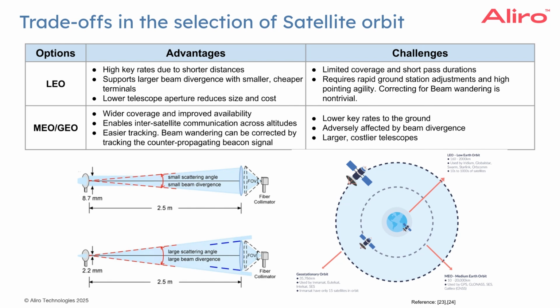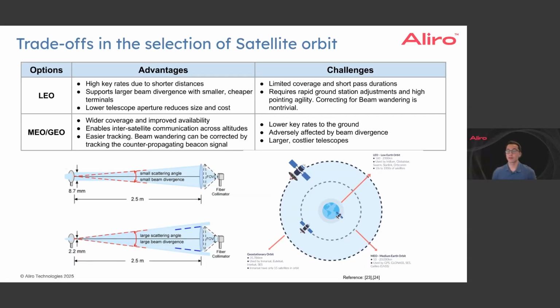However, there are challenges with LEO as well. Just from a system standpoint, it has lower coverage, right? So it doesn't have a large field of view for global coverage. So there are trade-offs there. Also, LEO will require much more rapid, responsive and dynamic adjustments to the ground stations and also the hardware on the LEO satellite itself, just given how fast the LEO satellites are traversing the point of view from an optical ground station on Earth. So correcting for this kind of beam wandering is non-trivial.